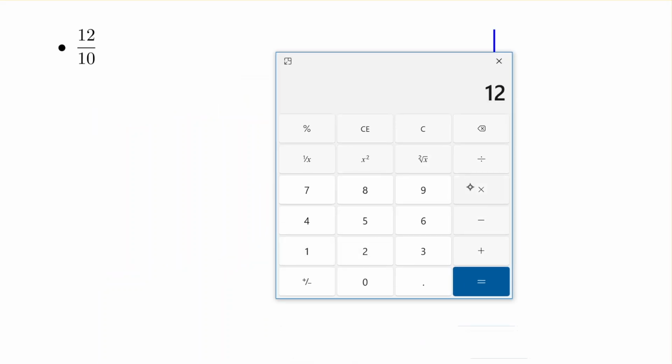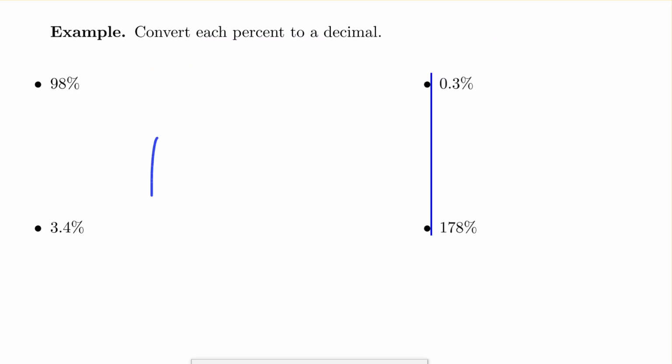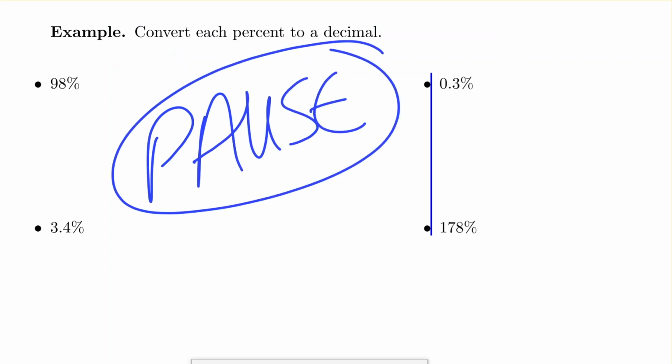This next one, 12 divided by 10, is 1.2. I could multiply by 100 or alternatively move the decimal place, and we'll see that's 120%. For our next example, I encourage you to pause the video, attempt these 4 on your own, and unpause to check your work.